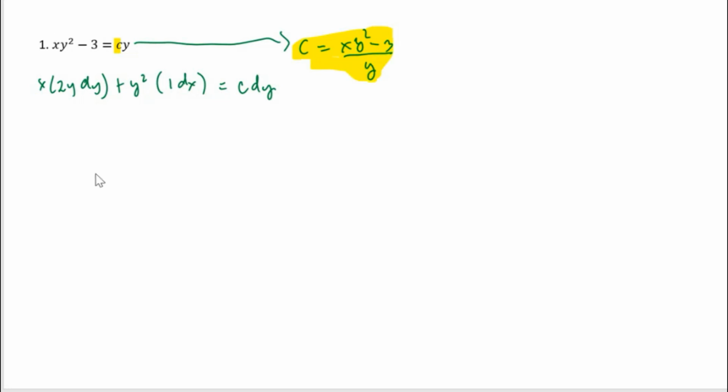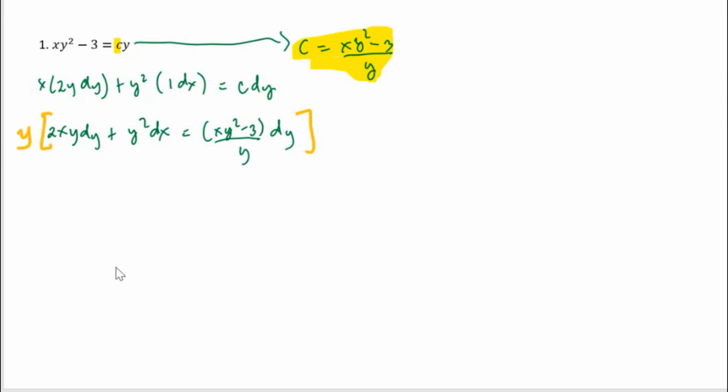So by substitution, we have to simplify at the same time. The x times 2y dy, we have now 2xy dy plus y squared times 1 dx, we have now y squared dx is equal to c times dy, wherein c is equal to xy squared minus 3 all over y times dy. Now, looking at the equation, we have the variable y in the denominator. So we want that to be eliminated. Therefore, we are going to multiply the entire equation by y.